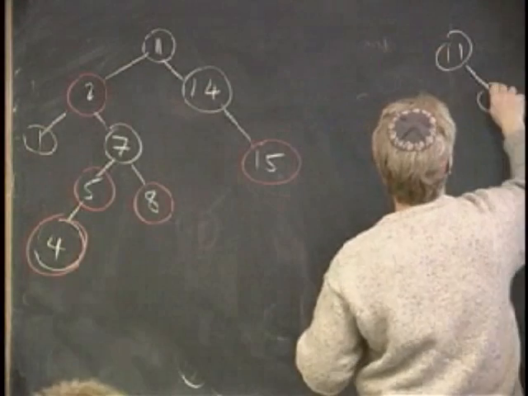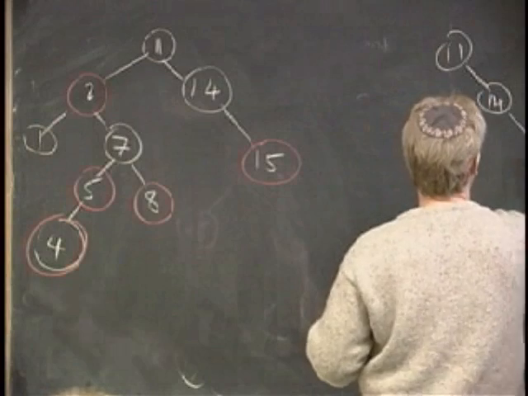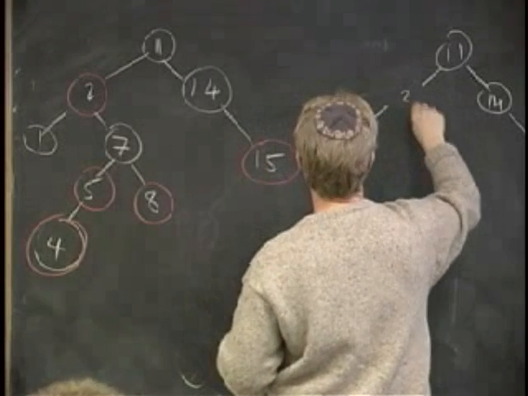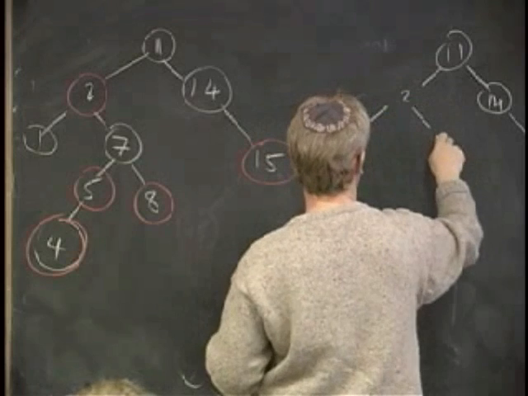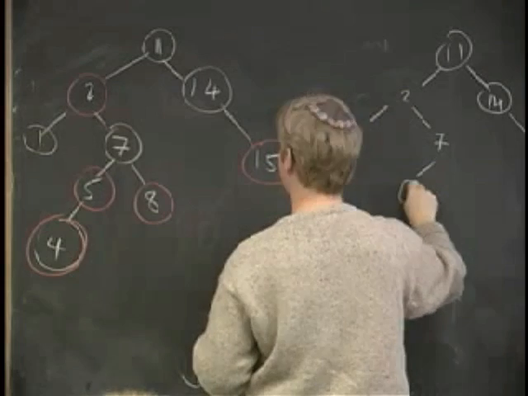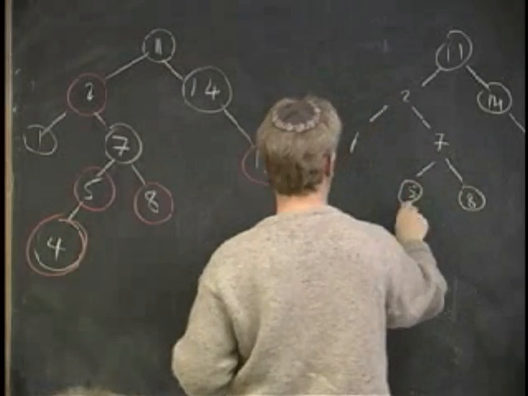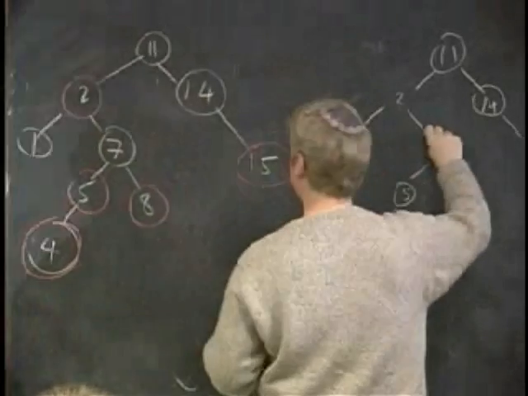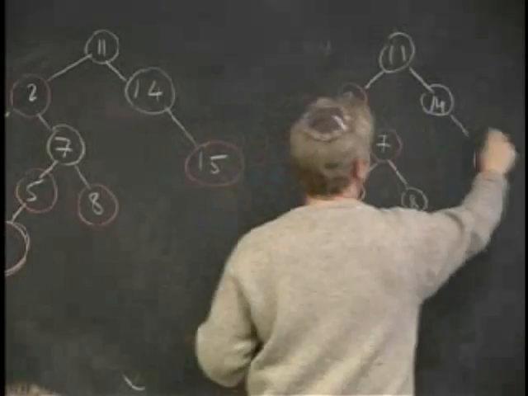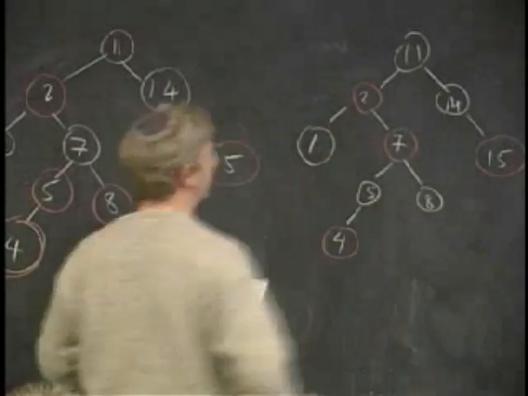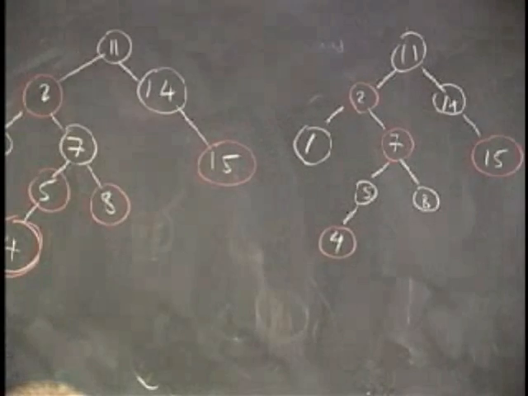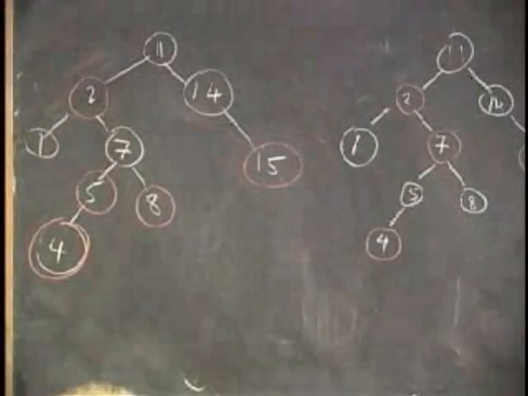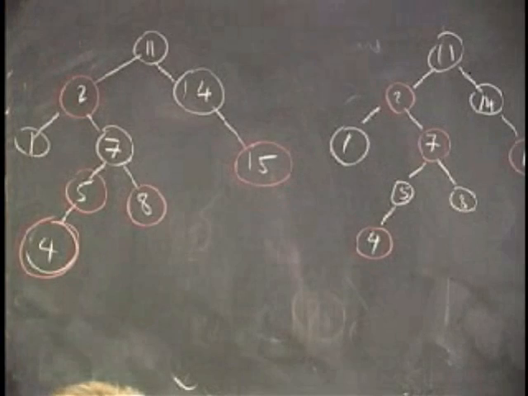11, 14, 15, 2, 1. 7's going to be red. 5, 8, 4. And 1 is black. That's what it looks like right now. As we've discussed before, when the uncle's red, this is perfect. It keeps the distances even, and it moves the red-red clash up 2 levels. And now we are ready to repeat.